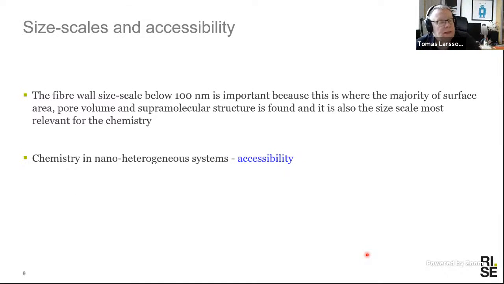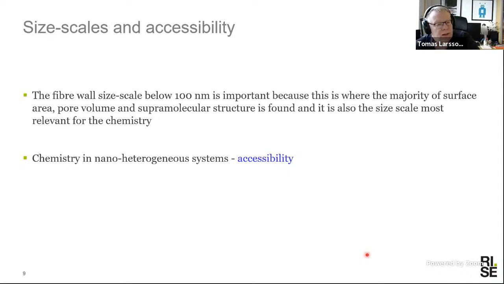So size scales, and we are rather focused on size scale, say below 100 nanometer. And the reason for that is simple: most of the fiber wall surface area, and the majority of the pore volume in a fiber wall, are found below 100 nanometer. We have pores in the region of 10, 20, 30, 40 nanometers, and particle sizes in that region as well. So that's why we judge this size scale to be, for our purposes at least, the most important one.